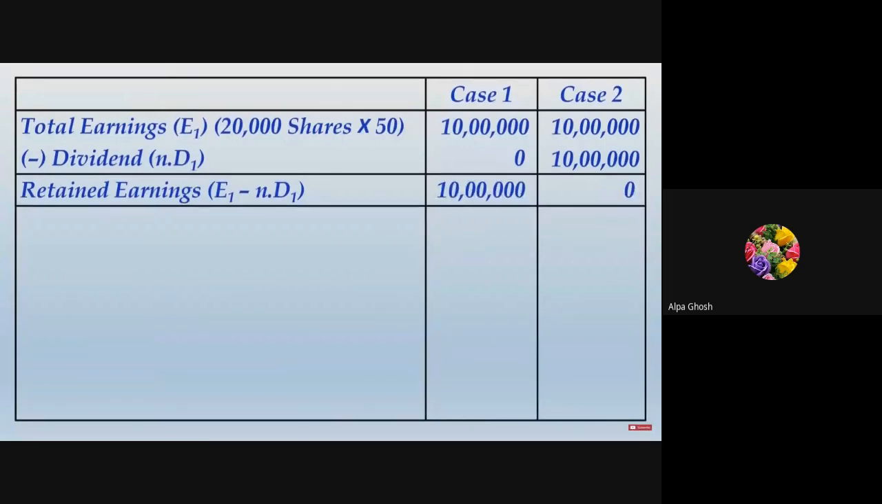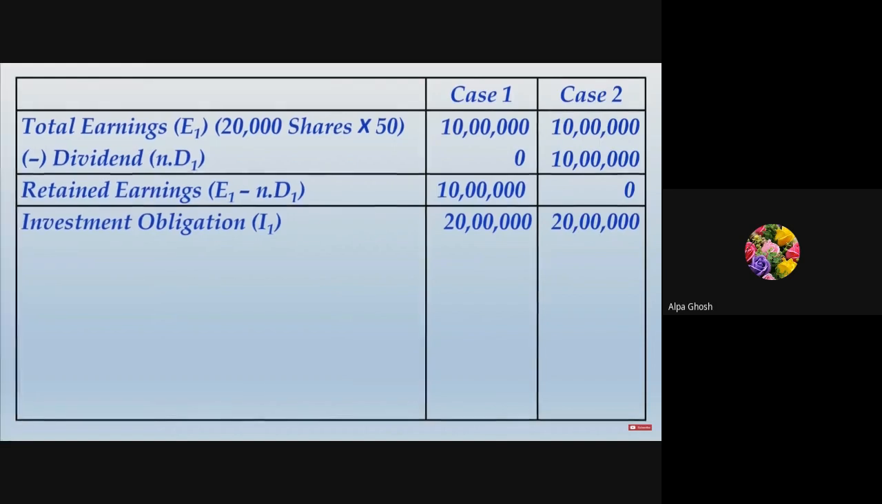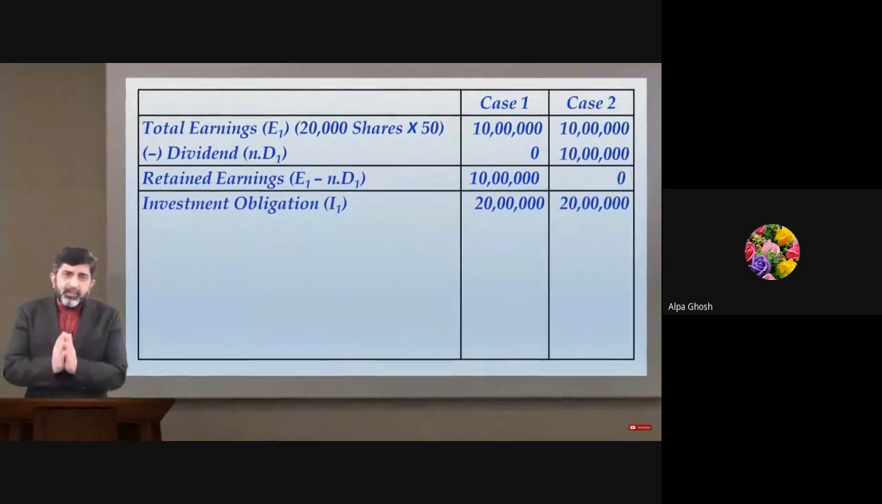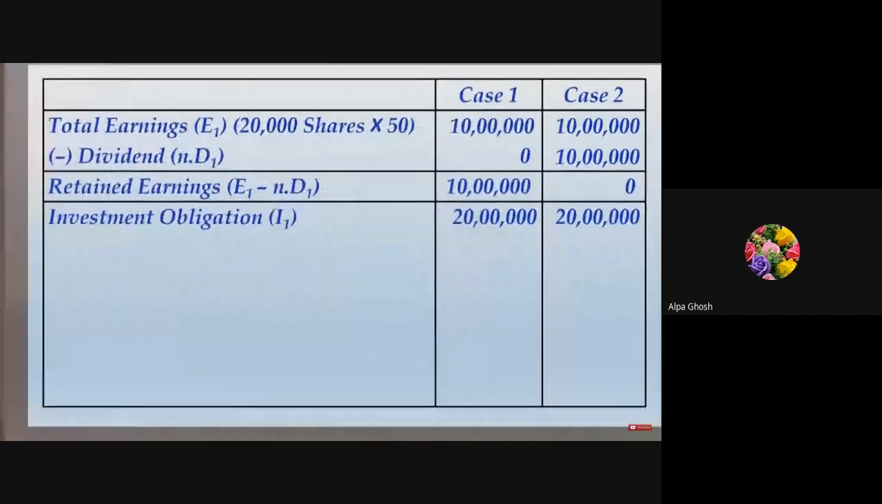So if you are clear with this much, let me now mention the next variable I1, that is investment obligation. This company has an investment obligation of 20 lakhs. Now what is the meaning of investment obligation? See, by the end of the year the company has some projects lined up and it is committing itself to invest a certain amount in those projects. So the investment that the company has to make by the end of the year is mentioned as I1, which is 20 lakhs in our example. So I have explained what is the meaning of this investment obligation.